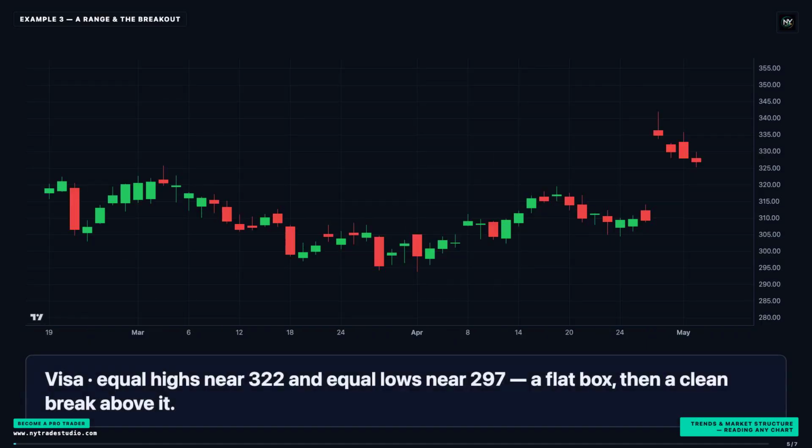Our third example is the state that traps more beginners than any other, a range. This is Visa, across late winter and spring. We read it the same way: mark the swings and ask, is this staircase going anywhere?